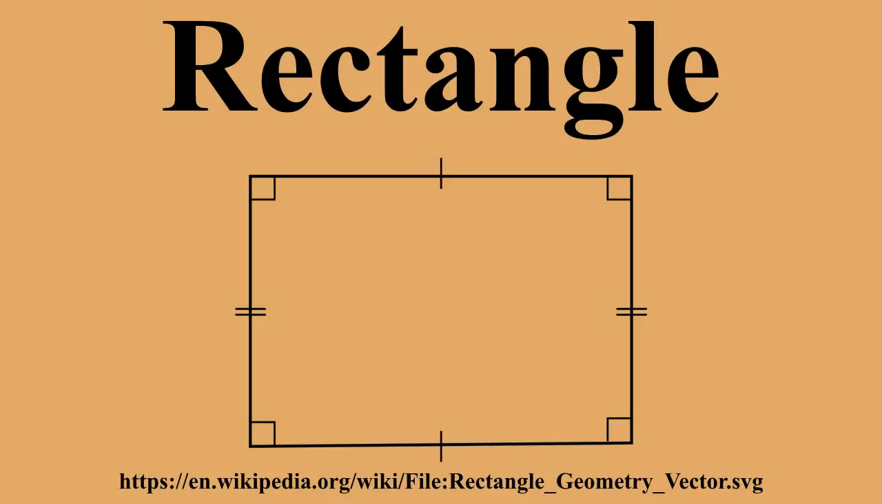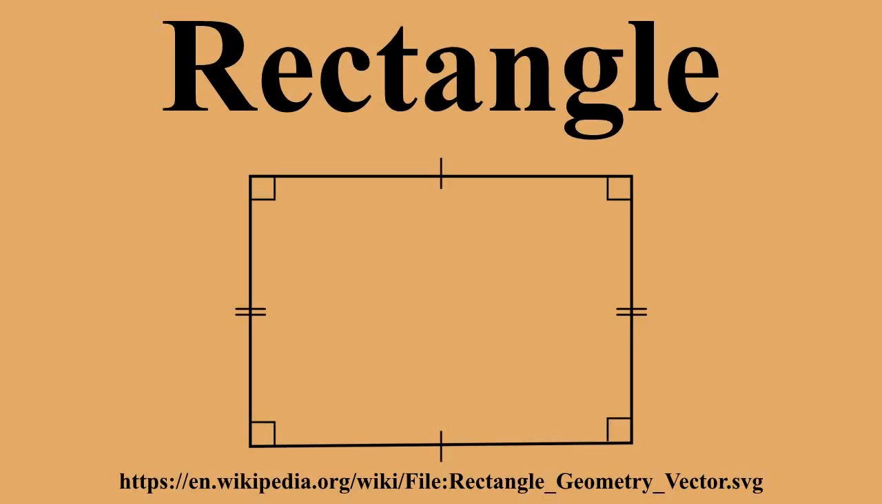In Euclidean plane geometry, a rectangle is a quadrilateral with 4 right angles. It can also be defined as an equiangular quadrilateral, since equiangular means that all of its angles are equal. It can also be defined as a parallelogram containing a right angle. A rectangle with 4 sides of equal length is a square.